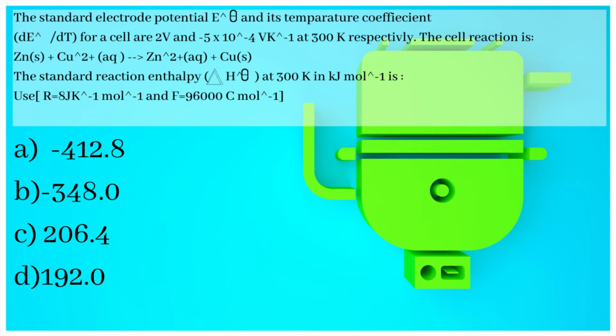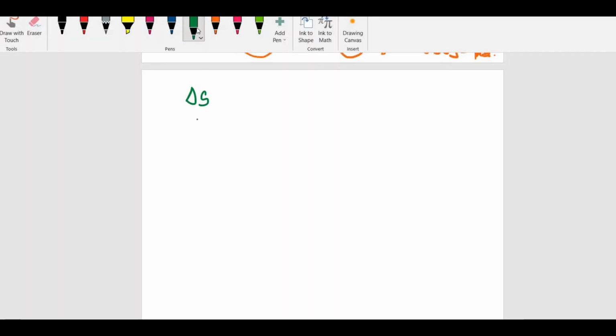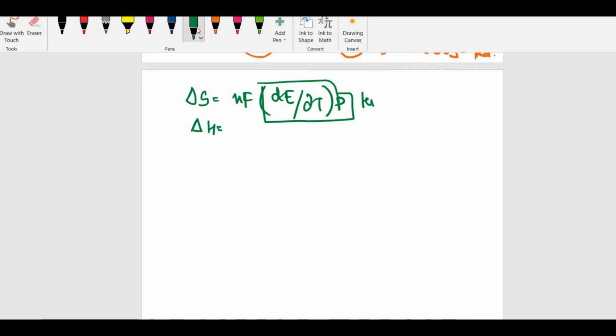I don't know whether this concept has been taught to you or was in your board syllabus, but there is a formula which makes the question very easy. You can just note it down. There are two formulas actually, one for delta S and one for delta H. The one for delta S is nF into dE/dT at constant P, where the change in EMF with change in temperature at constant pressure is your temperature coefficient.